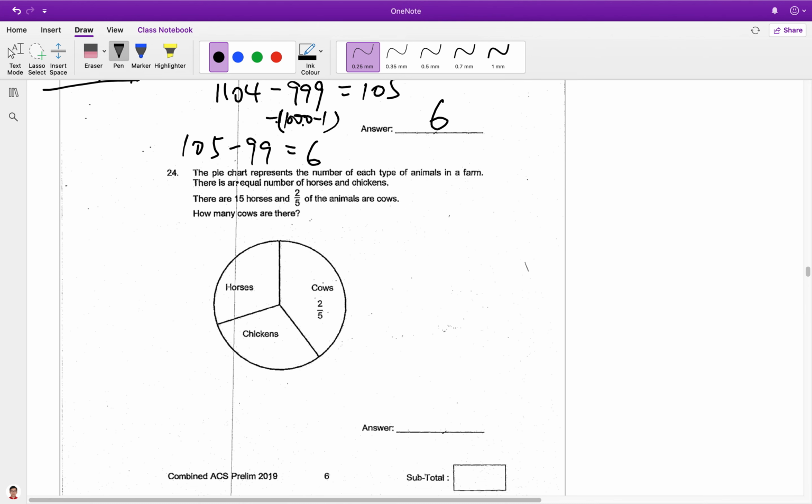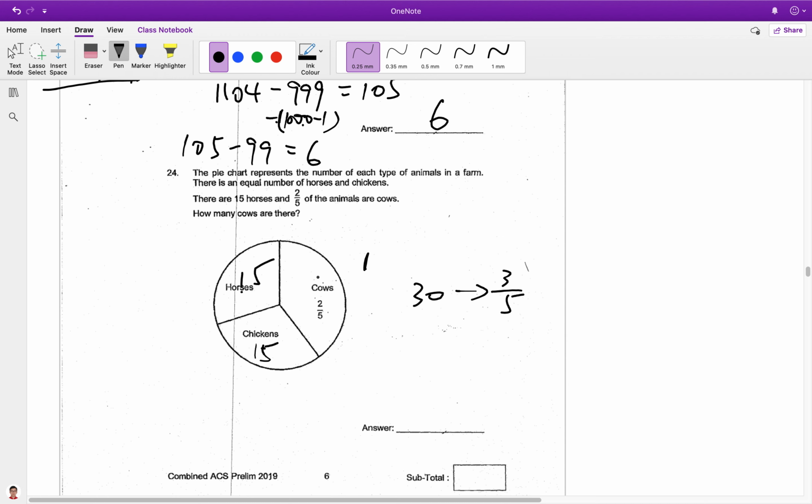Question 24. The pie chart represents the number of each type of animal on the farm. There is an equal number of horses and chickens, so this one equals this one. There are 15 horses and 2/5 of the animals are cows. As they are equal, they're both 15, right? For a pie chart, the total is 1. So if we sum these two together, 30 means 3/5, right?